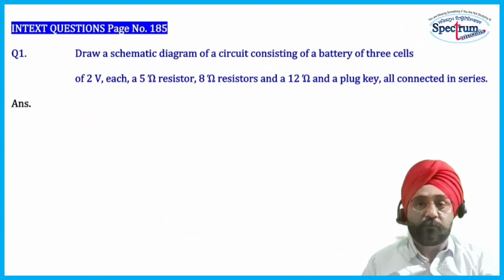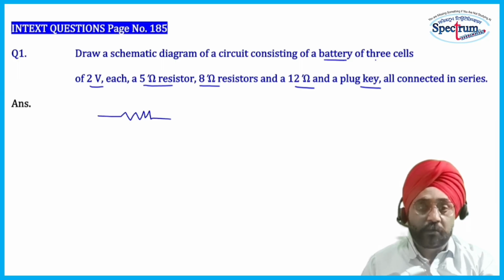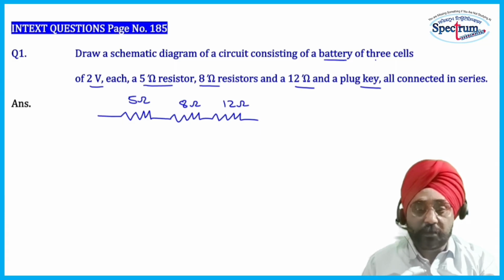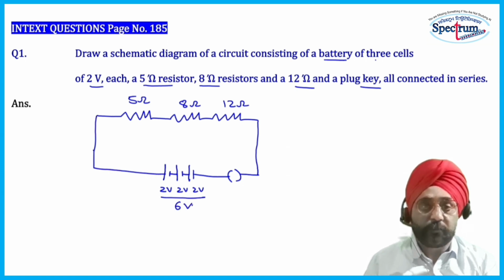Schematic diagram of a circuit consisting of a battery of 3 cells of 2 volt each, a 5 ohm resistor, an 8 ohm resistor and a 12 ohm resistor, and a plug key, all connected in series. First of all we draw the resistors: first resistor 5 ohm, 8 ohm, 12 ohm. Plug key, 3 cells of 2 volt each: 1 cell, 2 cell, 3 cell, 2 volt, 2 volt, 2 volt. Total is 6 volt. So this is our schematic diagram.